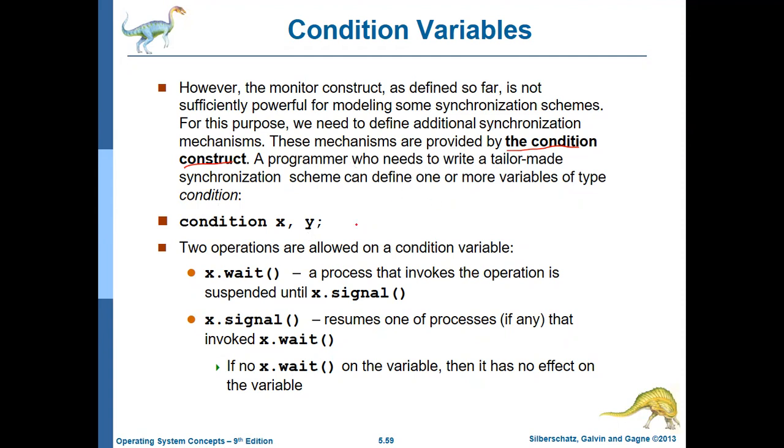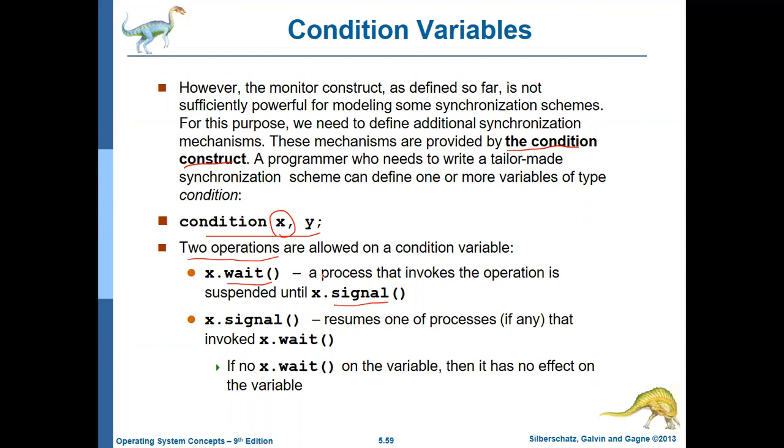Now, what is allowed on these special variables are only two operations. We all know for synchronization, we require two operations. One of them is wait, and the second one is signal. So we know what the meaning of wait is. If this variable is to be used, we can impose a wait as well as signal on X. Similarly, we can impose a wait as well as signal on the variable Y.